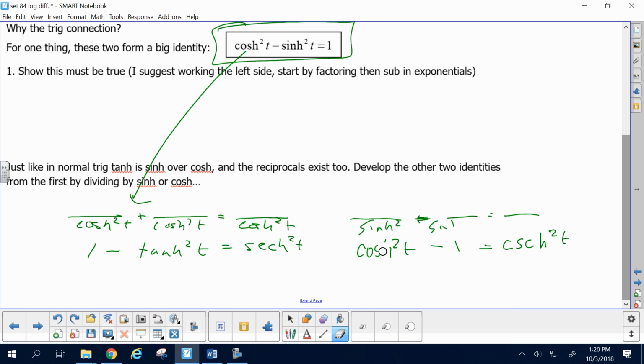Sorry, not cos. Sorry. Cosh, no wonder. Hyperbolic cotangent squared minus 1 equals hyperbolic cosecant squared. Or "quiche," as they called it. Quiche, whatever. It's not quiche. I've never heard that before. All right.